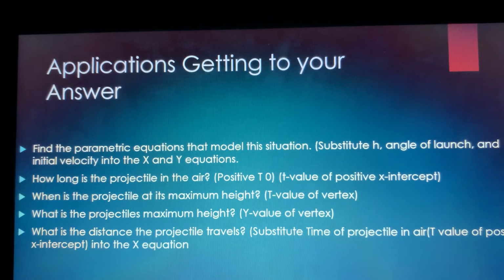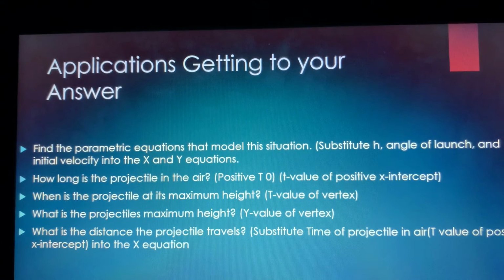When is the projectile at its maximum height? That's going to be the t value of the vertex, because as we know, in a negative parabola opening downward, the highest y value is at the vertex. So when means we're trying to find a t value, a time when it's at its highest. So we're just going to find the t value of the vertex. However, if we're wondering the actual height, we just take the y value of the vertex, because the y value is just the height, and the vertex is highest, so it's going to be the maximum height.